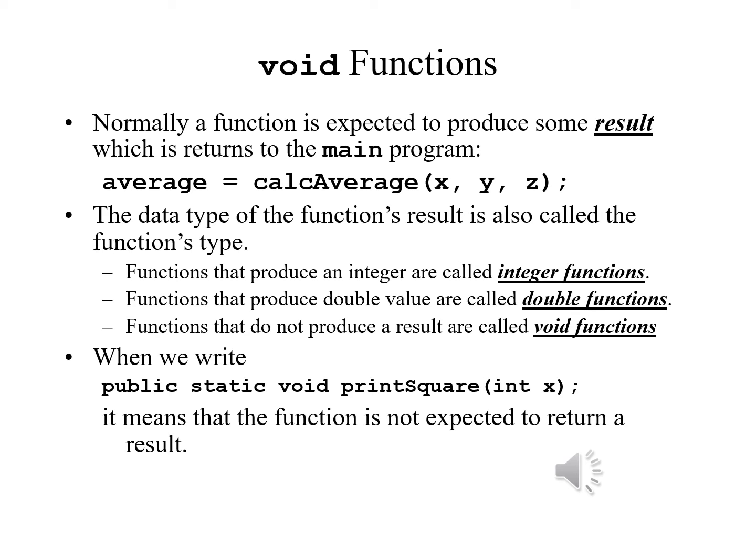The data type of the result from the function is also called the function's type. Functions that produce an integer are called integer functions. Functions that produce a double value are called double functions. Functions that do not produce a result at all are called void functions. When we write public static void printSquare(int x), the word void there is telling us that there is no expectation that the function is returning a value.